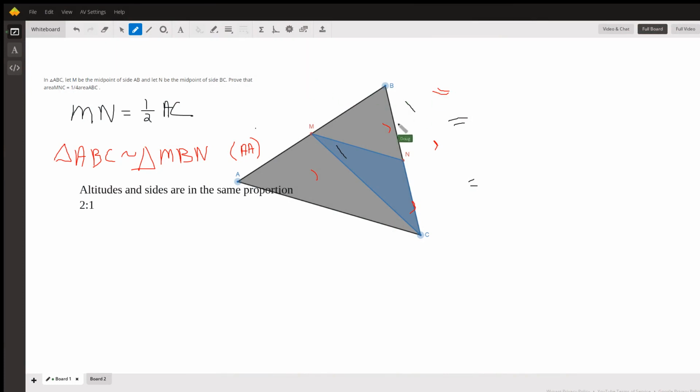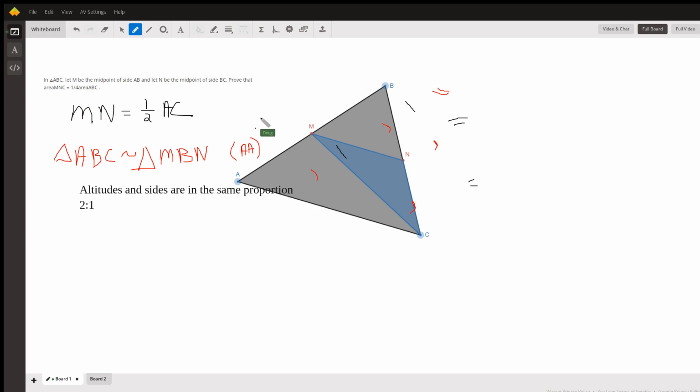Okay, we've got triangle ABC, with midpoints M and N of sides AB and BC respectively. And we're asked to prove that triangle MNC, that's this little blue triangle, its area is a quarter of the area of the big gray triangle.